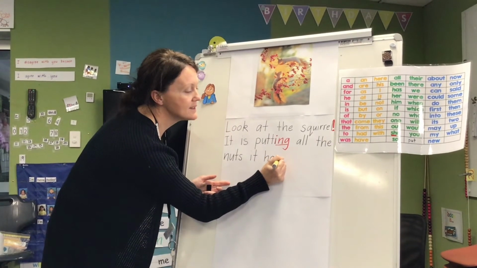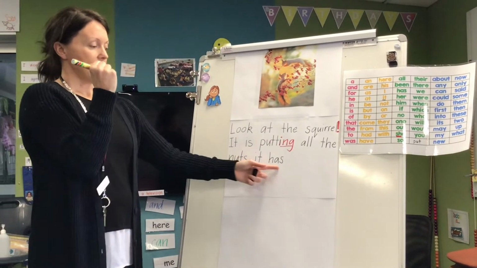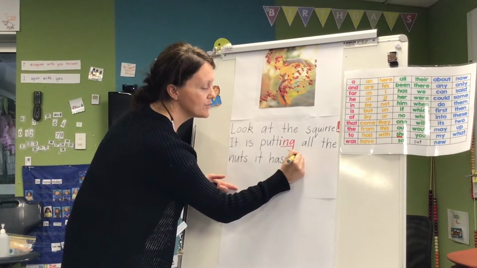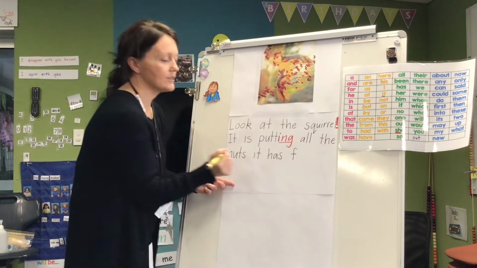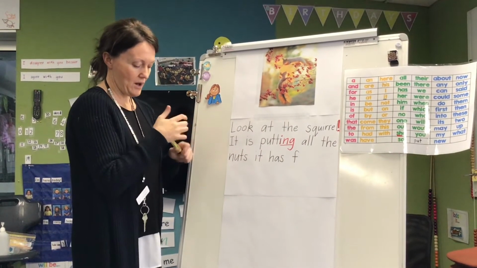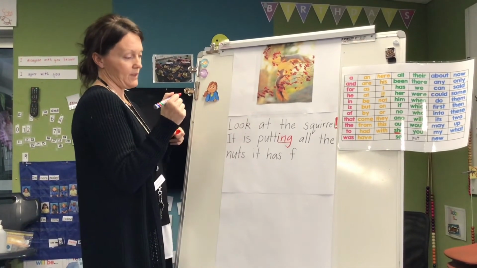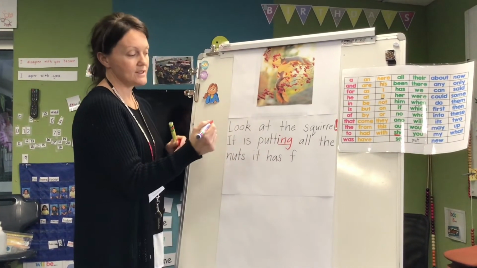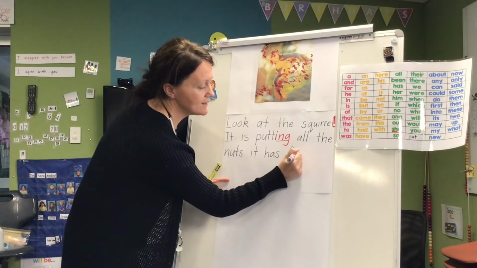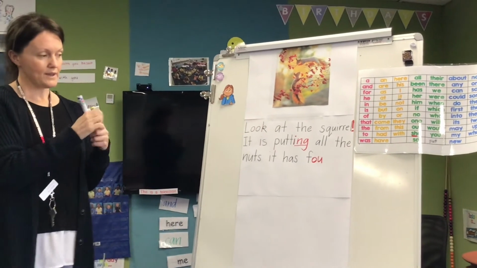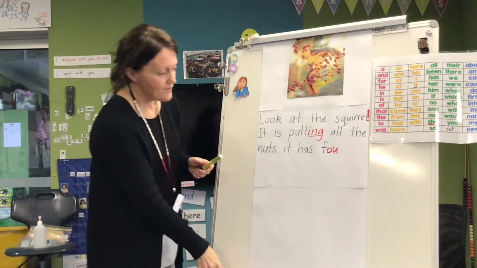Has. It has found. Found. I can hear ow. Ow. So for found, the ow sound, we need 2 letters. Ow. O and U, and that makes the ow sound. Found.